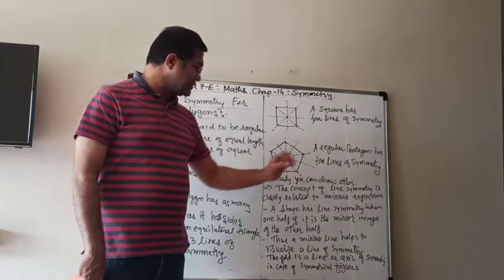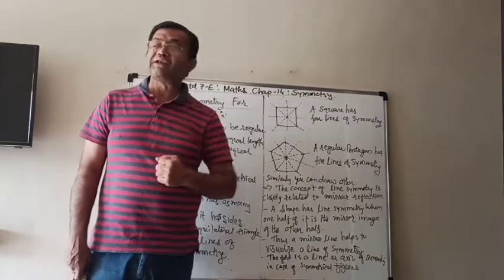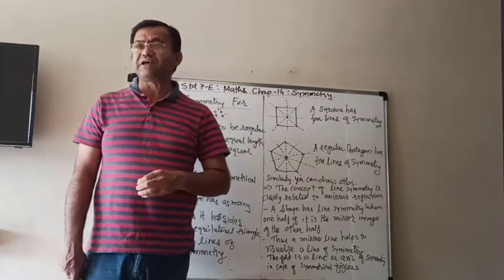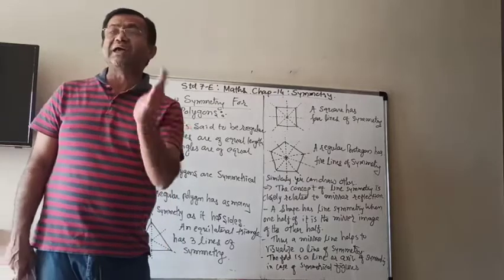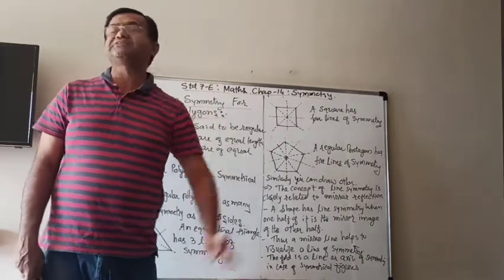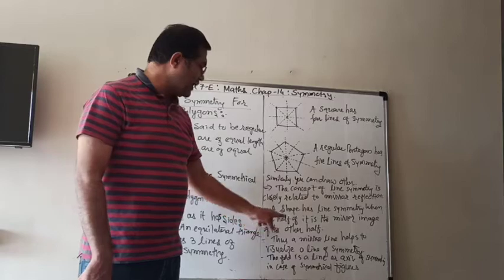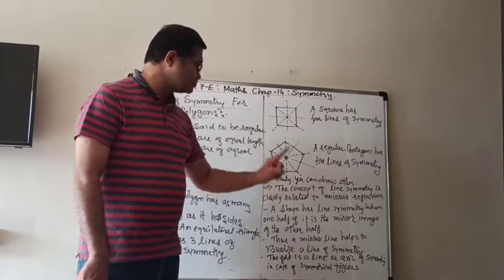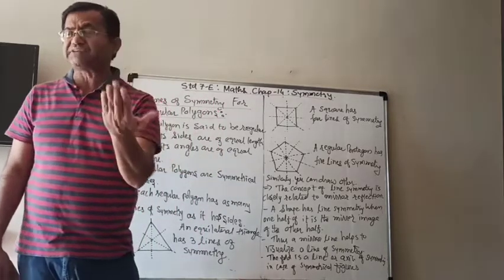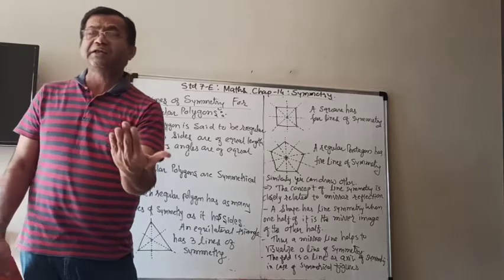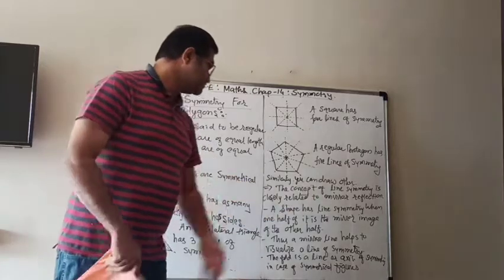The concept of line symmetry is closely related to mirror reflection. What is mirror reflection? If the figure is a symmetrical figure, and if you put a mirror on the line of symmetry, then you will exactly get the image of the other side. It means that a shape has line symmetry when one half of it is the mirror image of the other half. If you only take the half and put a mirror there, then the other part will be the mirror image of that symmetrical figure.